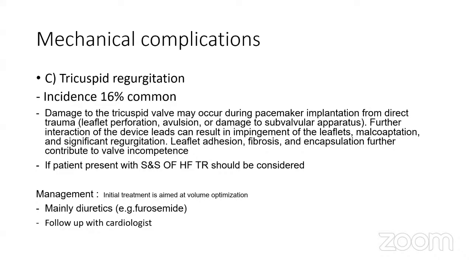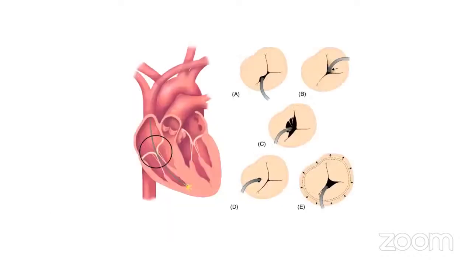Leaflet adhesion, fibrosis, or encapsulation can contribute to valve incompetence. And if the patients post-pacemaker implantation present with signs and symptoms of heart failure, tricuspid regurgitation should be one of the differential diagnoses. And regarding the management, the mainstay of management is aimed at volume optimization, mainly by diuretics like furosemide, and of course, following with the cardiology.